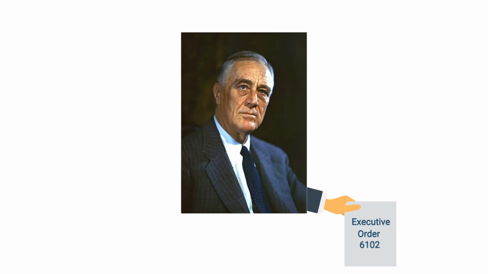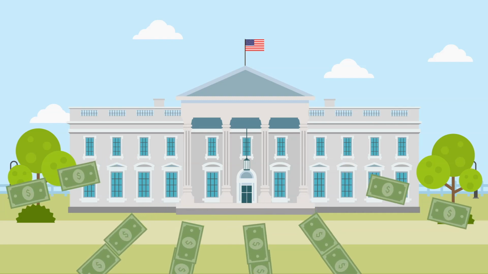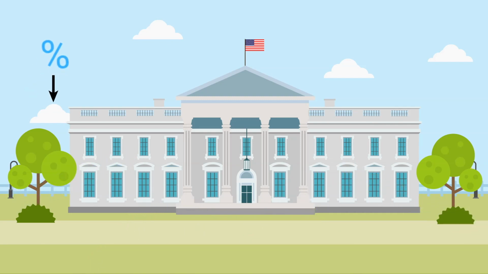Executive Order 6102 allowed President Franklin D. Roosevelt to disregard the gold standard and pump money into the US economy. This successfully lowered interest rates and led to the relatively quick recovery out of the Great Depression.